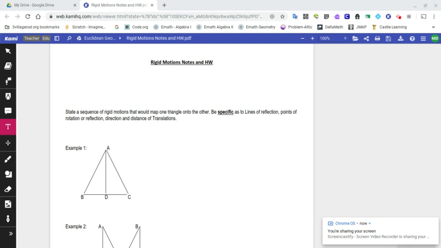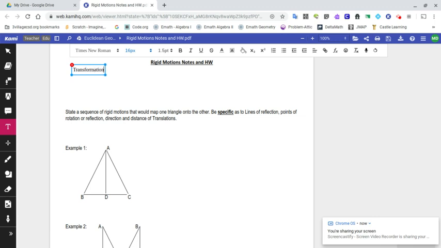All right, today we're going to talk about something called rigid motions and how they relate to proofs. Rigid motions are basically just another name for transformations that result in a figure congruent to the original. That means anything, a line reflection.